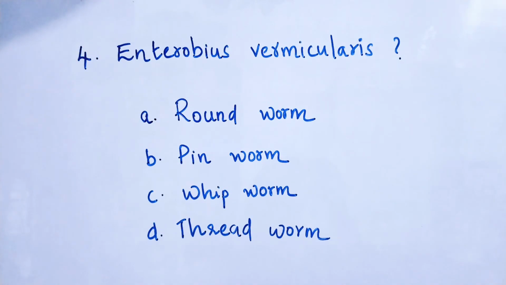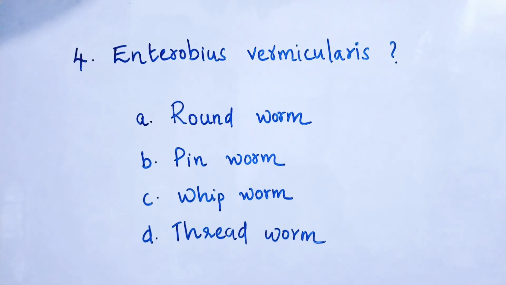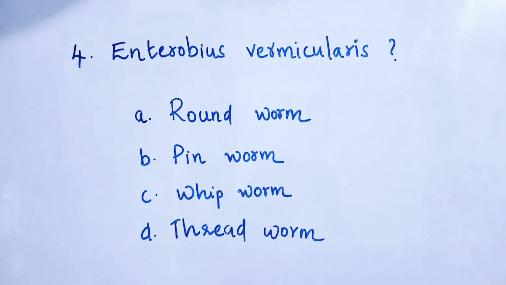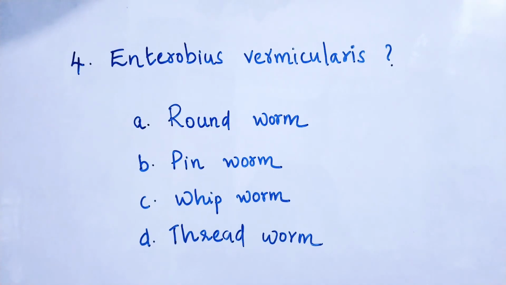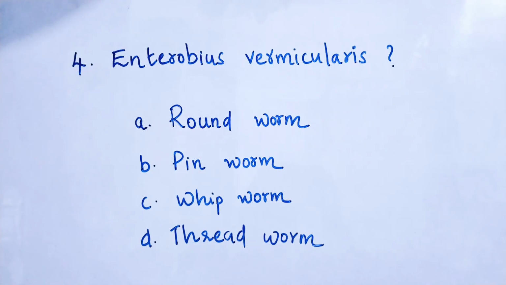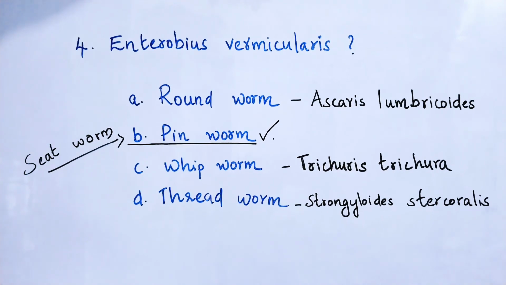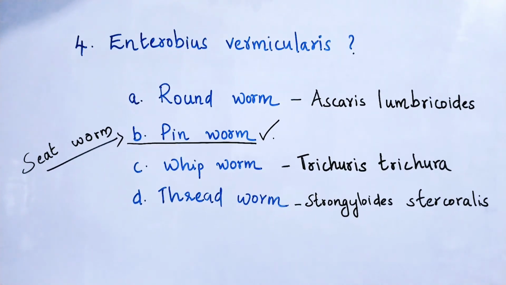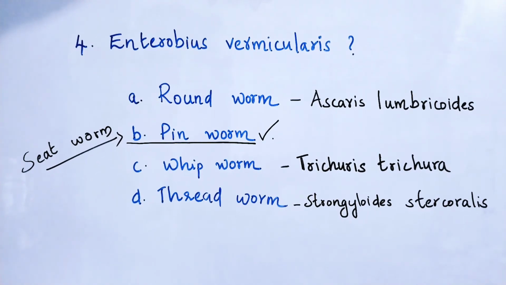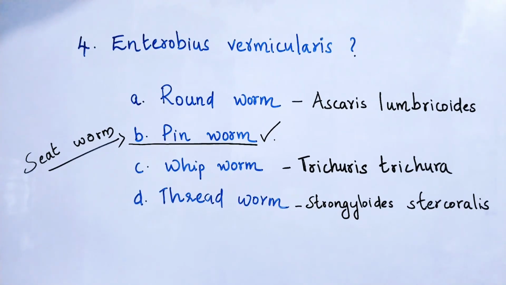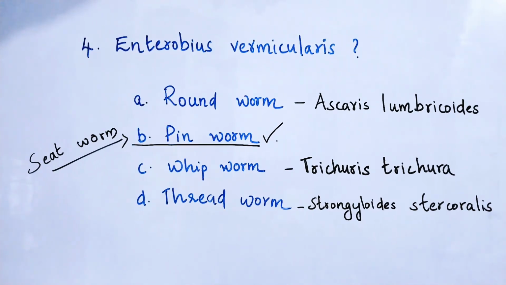Question number 4. Enterobius vermicularis. Which of the following is Enterobius vermicularis? Option A, roundworm. Option B, pinworm. Option C, whipworm. Option D, threadworm. The right answer is option B, pinworm. Pinworm is also called as seedworm. Enterobius vermicularis is pinworm or seedworm. Here, roundworm is Ascaris lumbricoides, whipworm is Trichuris trichiura, and the threadworm is Strongyloides stercoralis.